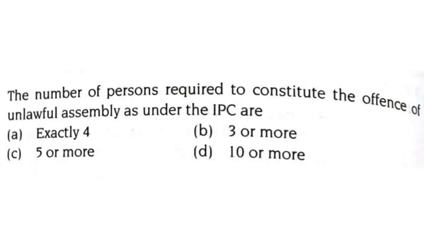The number of persons required to constitute the offense of unlawful assembly under the IPC is exactly 4, 3 or 5, 5 or more. It should be 5 or more. 2 or more, that is criminal conspiracy. 5 or more, that is unlawful assembly.